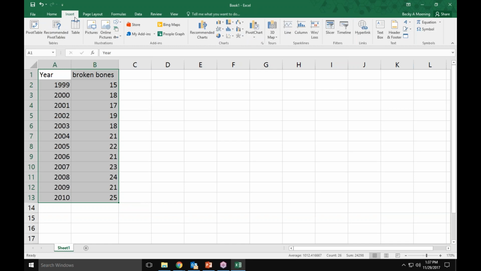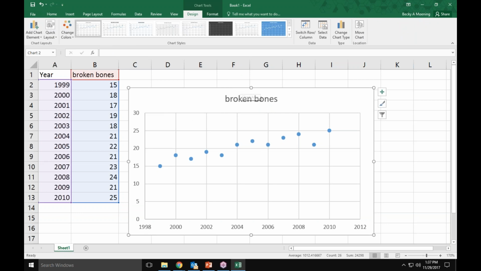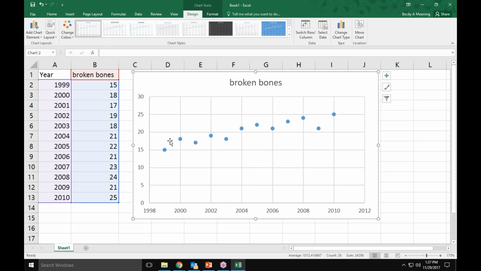But when I click on the insert, you've got the charts here in the middle, and you can see this one that just has all the dots that is now highlighted. That's a scatter plot. So if I click on that, you can see it will give me scatter plots. And that's what I want. So this gives me these lovely blue dots that show the number of broken bones per year. All right, and that's great, but I want a trend line.